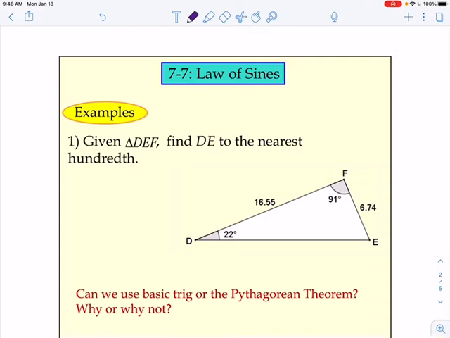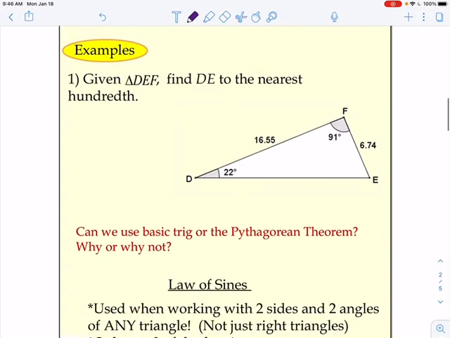Okay, so I'm missing a side of the triangle. Now, here's the problem. This isn't a right triangle, so I can't use the Pythagorean theorem. Also, what we just learned with SOHCAHTOA, you need a right triangle as well. So I can't use SOHCAHTOA and I can't use the Pythagorean theorem. Why? Because again, I don't have a right triangle. So that's what it says here in red. Can we use basic trig or the Pythagorean theorem? Again, basic trig is SOHCAHTOA, and the answer is no, we can't.